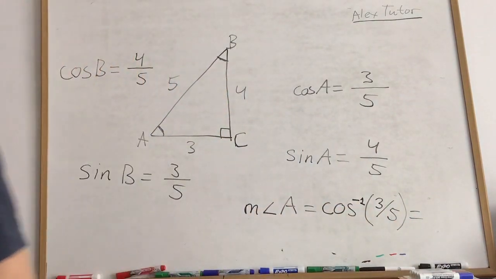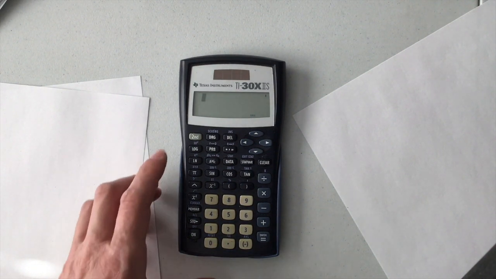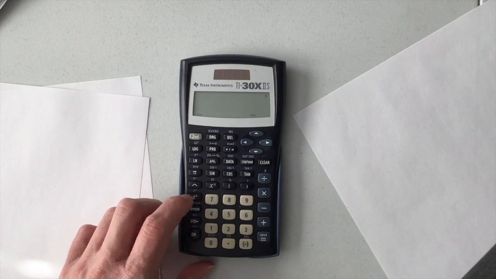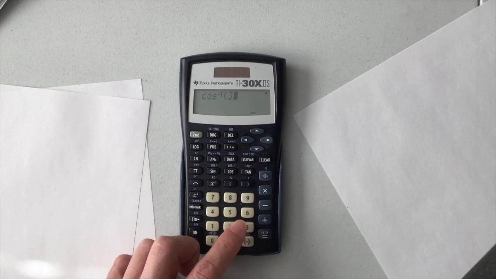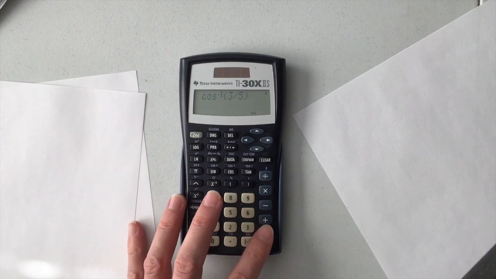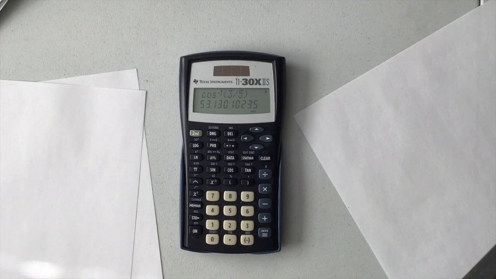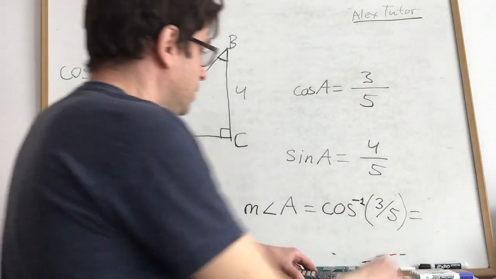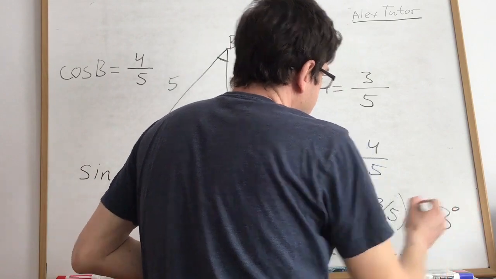So let me use a calculator. I will enter second and inverse of cosine, and here I will enter 3 over 5 and enter. So the angle equals 53.1 degrees, approximately 53 degrees.